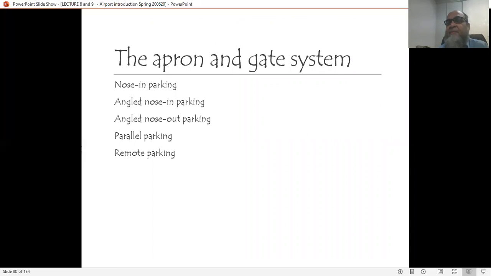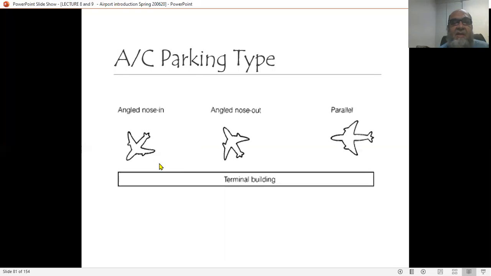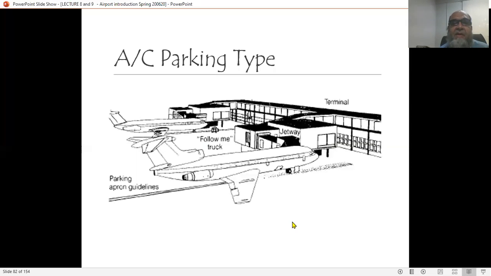Now, another important design consideration is the apron and gate system. This can be defined as the way the aircraft is parked to the building. Nose in parking, angle nose in parking, angle nose out parking, parallel parking, and remote parking. This is angle nose in parking. Planes are nose in here, so we can squeeze in, this is out, and then this is parallel parking, the terminal building. This is the elevation showing the parking.